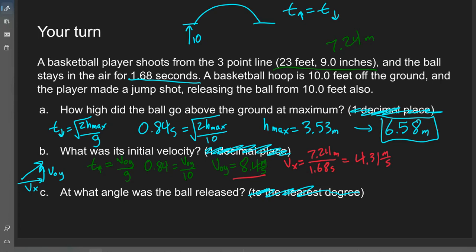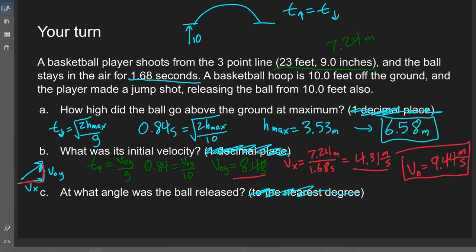Okay, so we have this. Now we just need to plug it into our a squared plus b squared equals c squared. So 8.4 squared and 4.31 squared. Add those together, take the square root. This spits out our initial velocity is equal to 9.44 meters per second. All right, there's that.